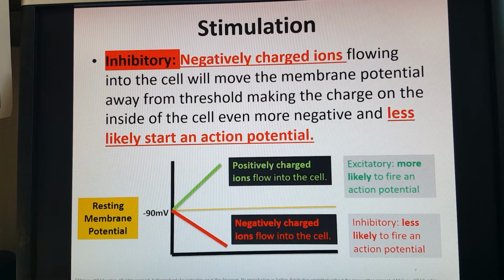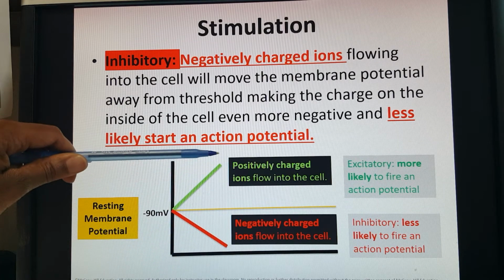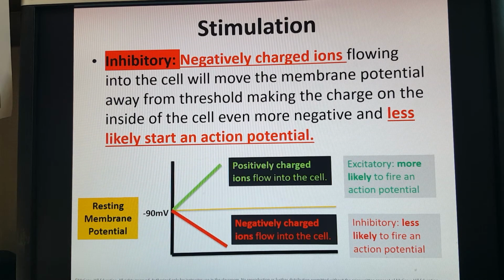The opposite situation is inhibitory. This is when negatively charged ions flow into the cell, making the inside charge of the cell even more negative, going away from your threshold, and so makes it less likely to start an action potential.